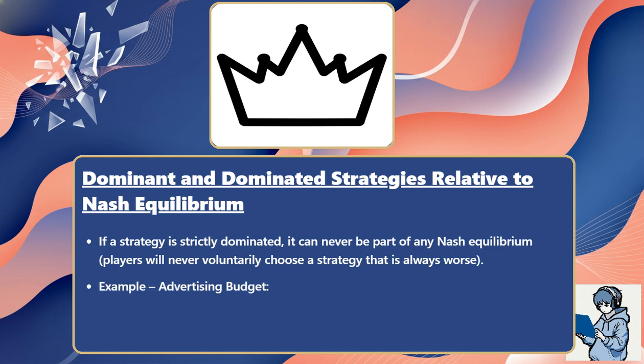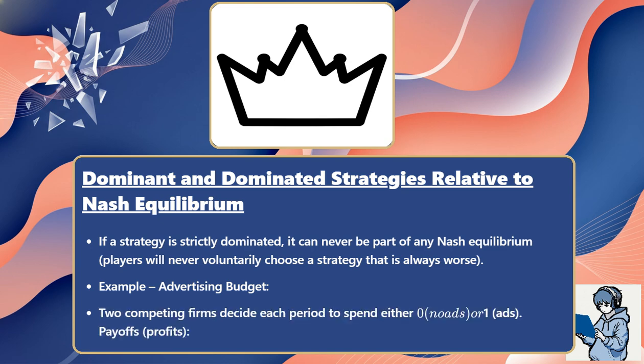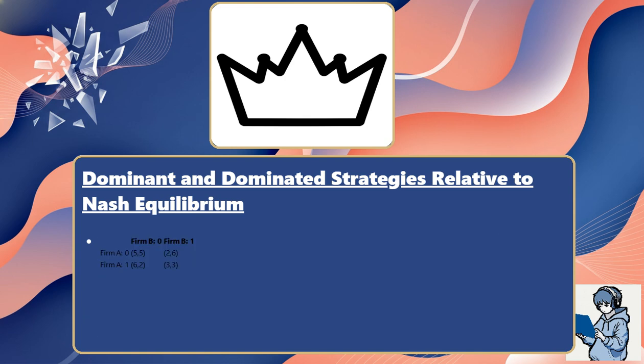Example, advertising budget: Two competing firms decide each period to spend either $0, no ads, or $1, ads. Payoffs, profits: When firm A chooses 0 and firm B chooses 0, the payoffs are 5-5. When firm A chooses 0 and firm B chooses 1, the payoffs are 2-6. When firm A chooses 1 and firm B chooses 0, the payoffs are 6-2. When firm A chooses 1 and firm B chooses 1, the payoffs are 3-3.